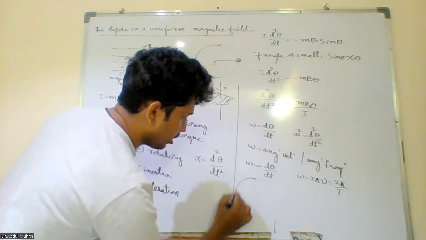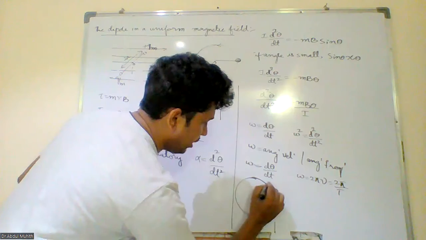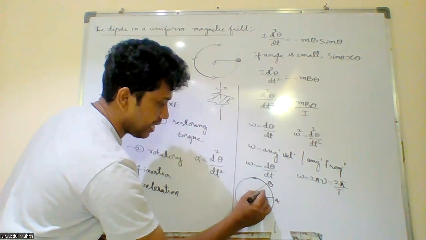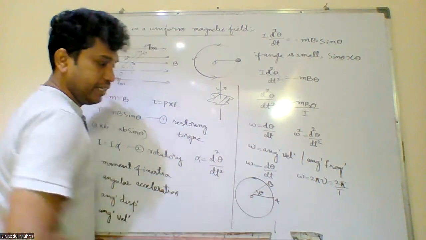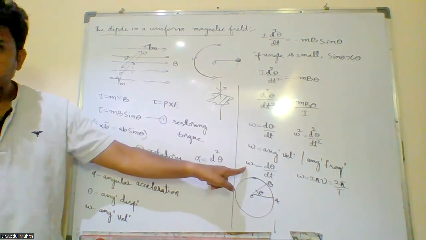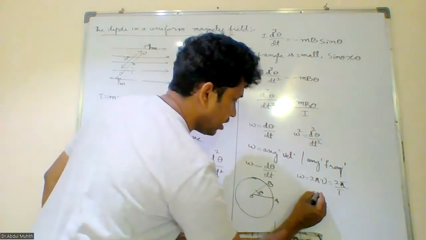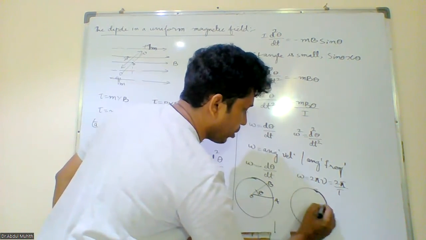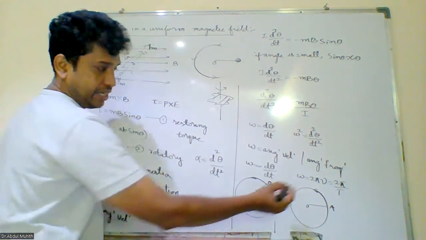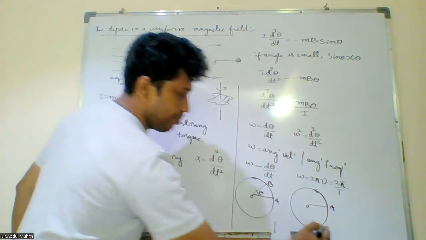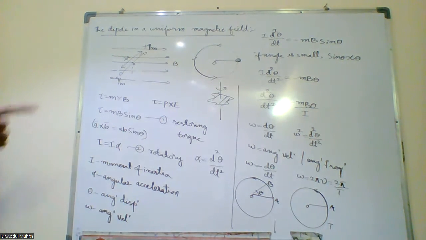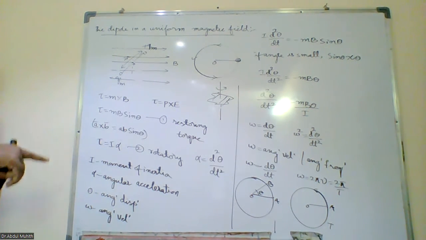Suppose this is the starting point. O is the center. A and B. A is the starting point. B is the ending point. And theta is the angle. D theta is the angle, and dt is the time. How much angle is made in how much time? That is angular velocity. But angular frequency is in how much time it took to complete one rotation. It started from A and came back to A. And how much time? Capital T. What is capital T? Time taken to complete one revolution or one rotation.